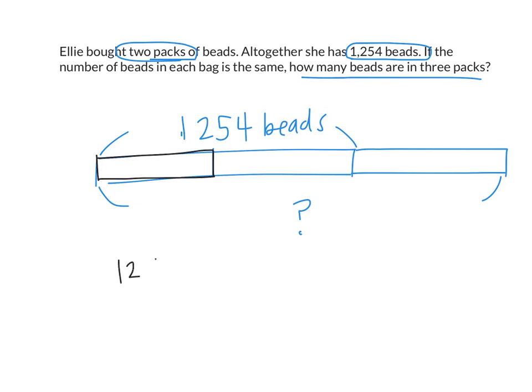So how can I do that? 1,254 divided by 2. Oh, we're doing division, 1,254 divided by 2. Are we doing sharing division or grouping division? Are we trying to find out how many groups, how many bags of beads there are? Or are we trying to figure out how many beads are shared equally by the bags of beads? Everyone?